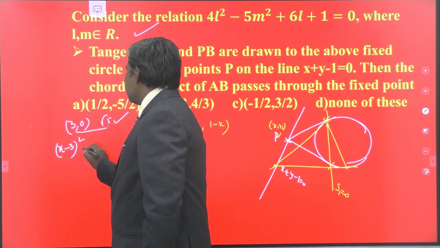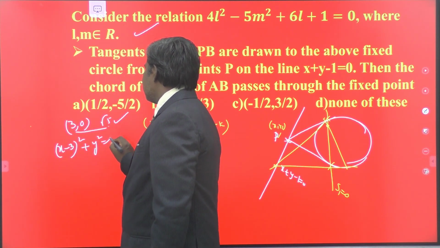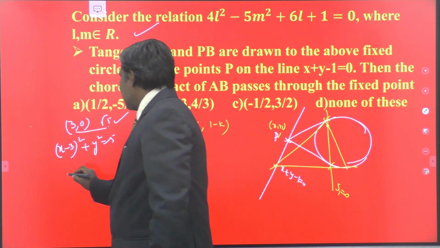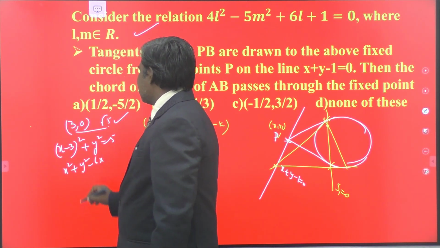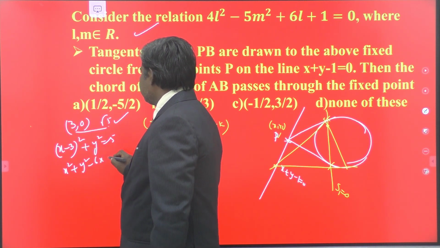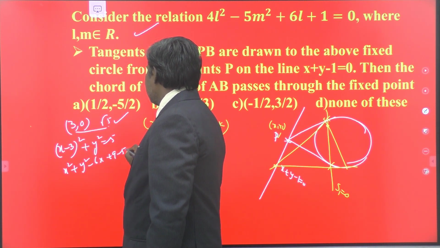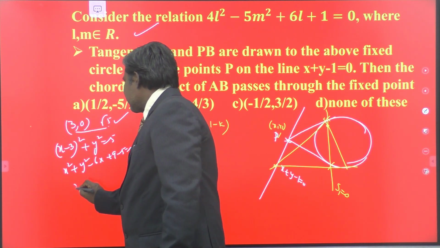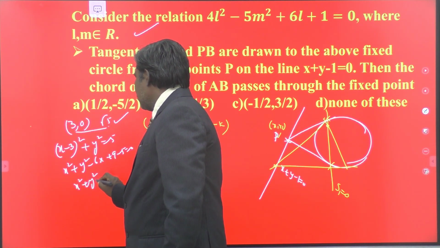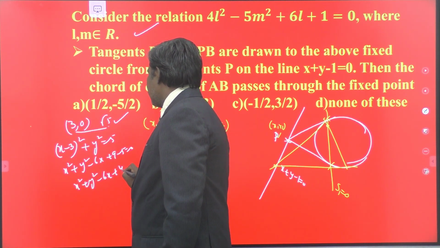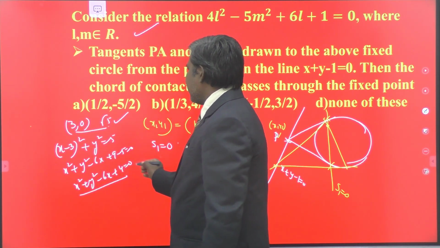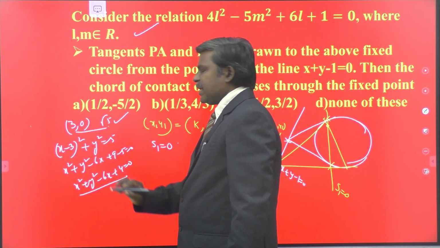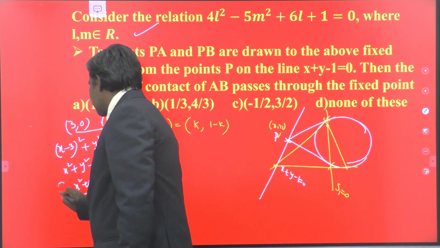(x - 3)² + y² = 5, my dears. So the answer is what? x² + y² - 6x + 9 - 5 = 0. That is x² + y² - 6x + 4 = 0. Center is (3, 0). Radius is √(9 - 4), that is √5. So correct. This is the circle S = 0.